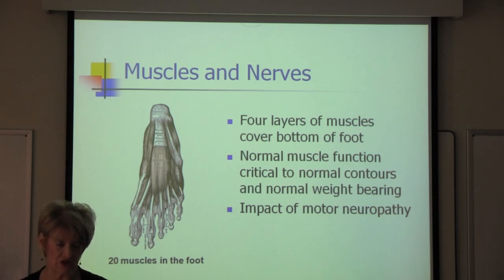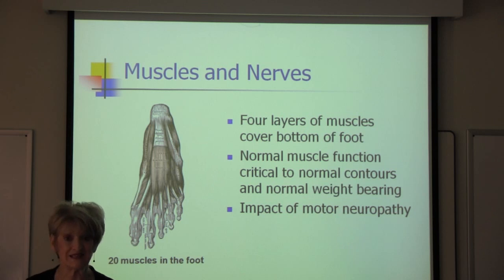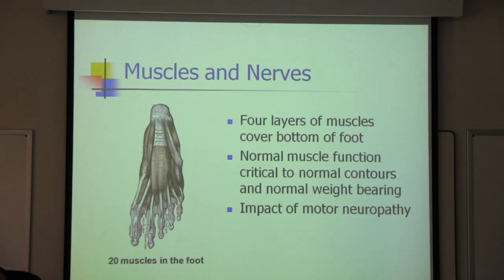If you look at patients who have diabetic neuropathy, patients who develop motor neuropathy develop deformities of the foot. They typically have abnormal gait, abnormal weight-bearing patterns, which places them at very high risk for plantar surface ulcers.